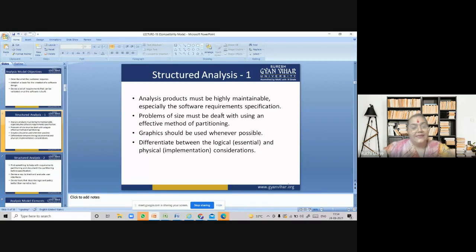Now, another thing is graphics should be used whenever possible. So definitely we're talking about the documentation, we are talking about the presentation of the whole project that we are presenting. So the graphics should also be used whenever possible.